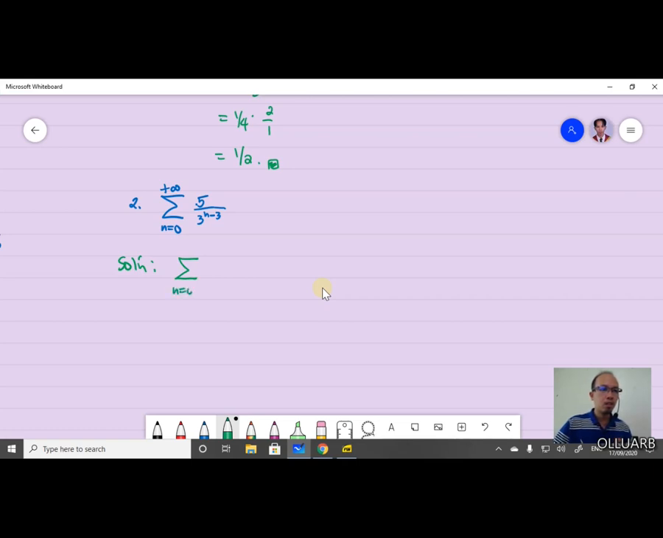Notice that the given series starts from 0, or the index starts from 0, but in the definition the index starts from 1. So therefore we have to simplify this first. We should express it just like the definition of the geometric series.